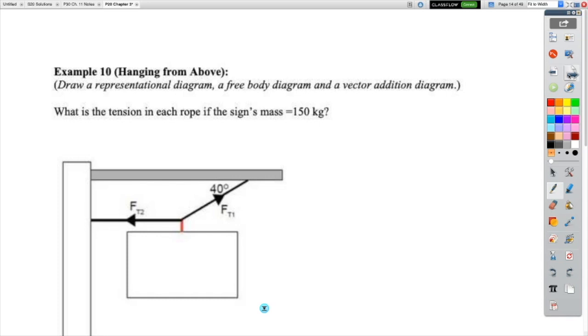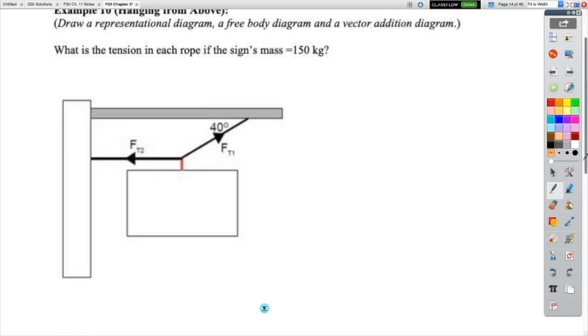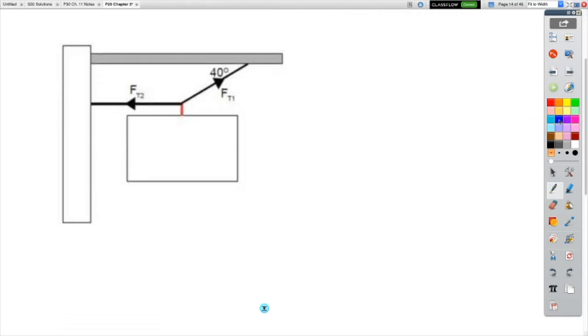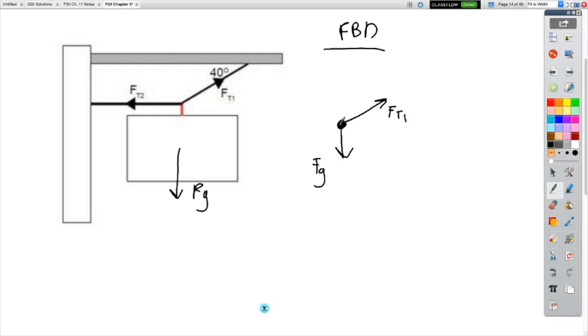So this one asks us, what is the tension in each rope if the sign's mass is 150 kilograms? Very similar to the last one. Maybe the forces are a bit different, but the same exact kind of idea, right? So they're missing a force here. What are they missing? Well, we've got some upness that's not canceled by this guy, right? Of course, we know they're missing gravity. So we draw our free body diagram. We have our sign with a force of gravity acting downwards, a force of tension, Ft1 they're calling it, acting that way. And then Ft2 acts exactly this way.